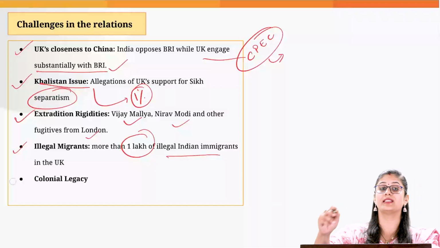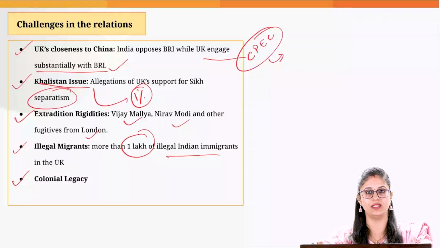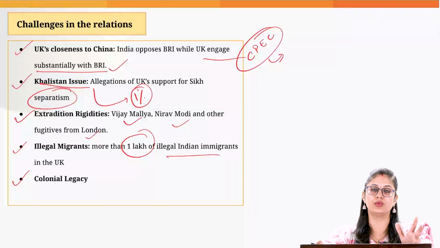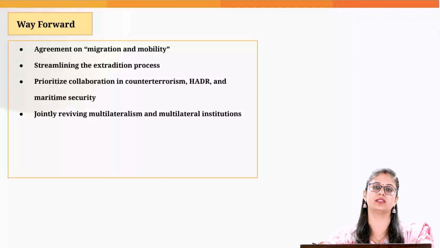Then there is colonial legacy also. We know from our history books that India was one of the colonies of Britain, and it was because of the divide and rule policy of the colonial leaders that we witnessed partition of India, and due to this, Kashmir is a pertinent issue between India and Pakistan. Now in this backdrop, what steps do the two countries need to take in order to further strengthen their relationship?